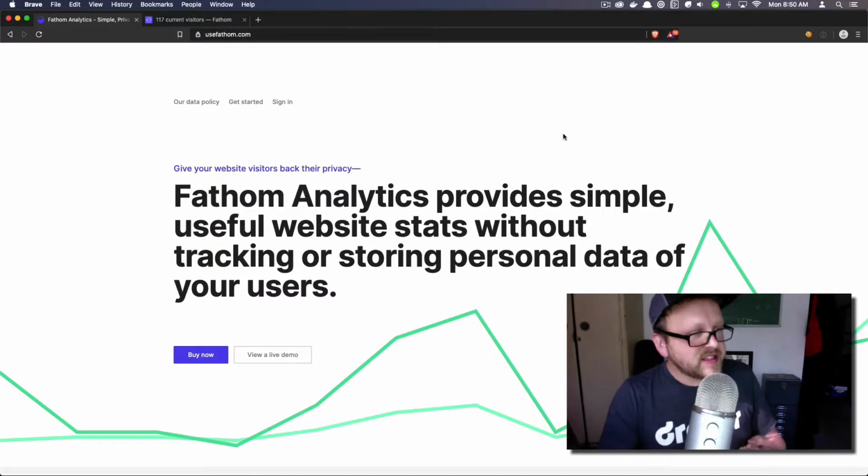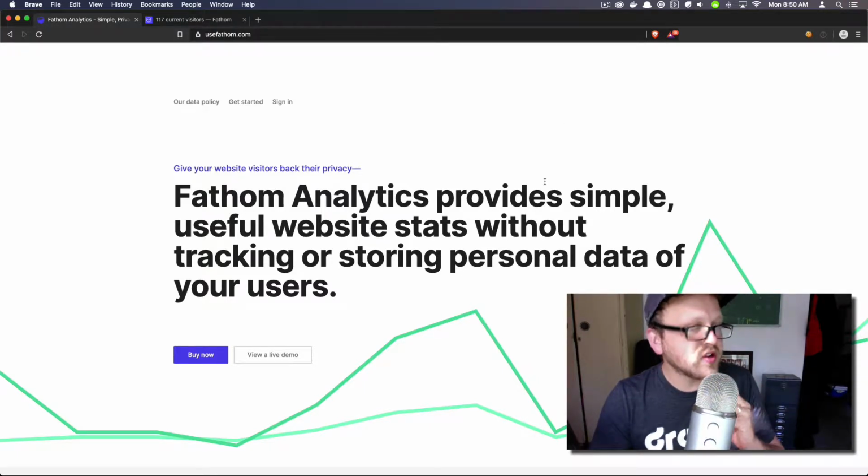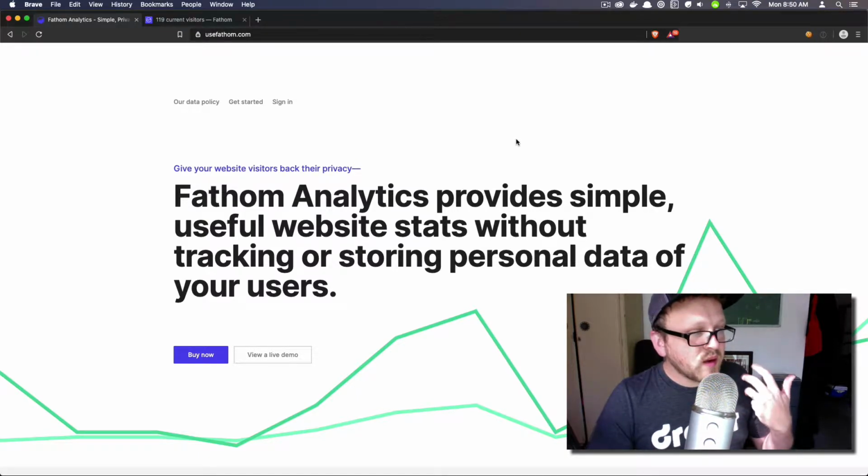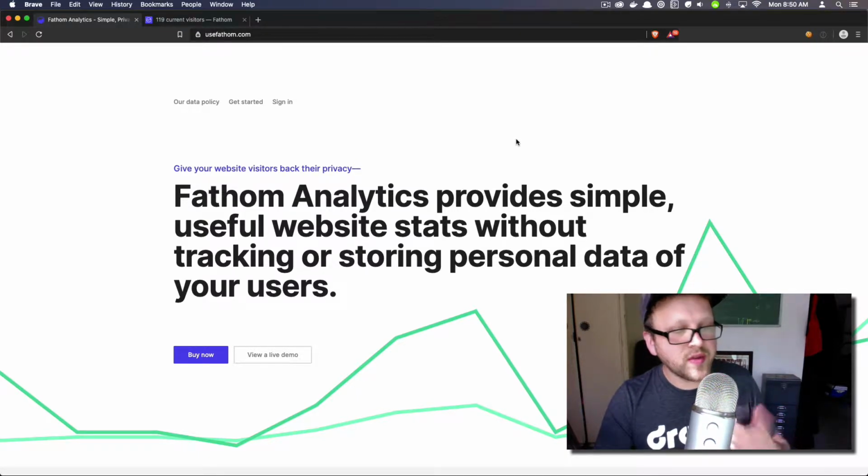Which is why, and here's where my criticism comes in, this headline could connect a lot better. Here's the question I would ask of any page that I'm building: who's it for? What problem is it trying to solve? When I read Fathom Analytics, what they're pitching here is trying to solve two different problems. Give website visitors back their privacy, but then they're also talking about a simple website stats app, or simple analytics.